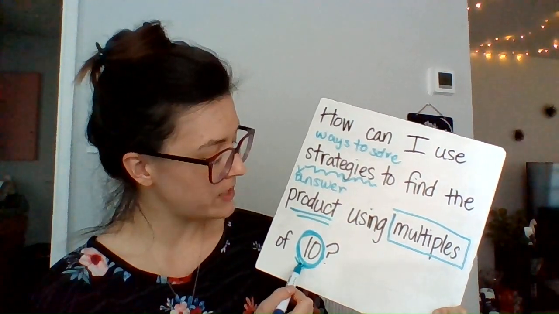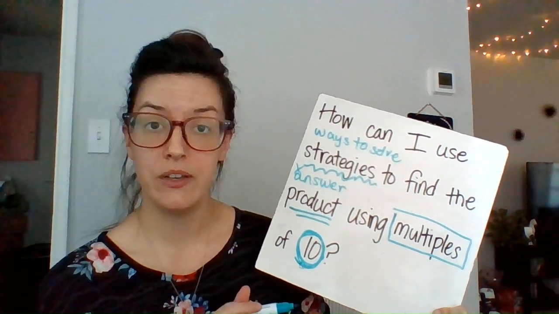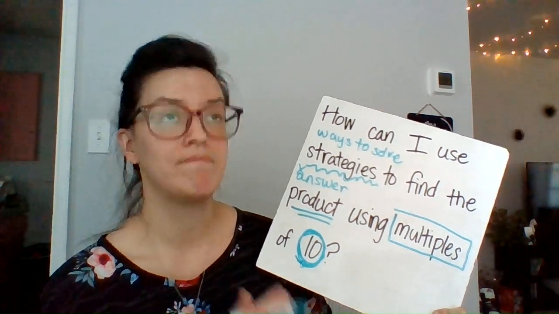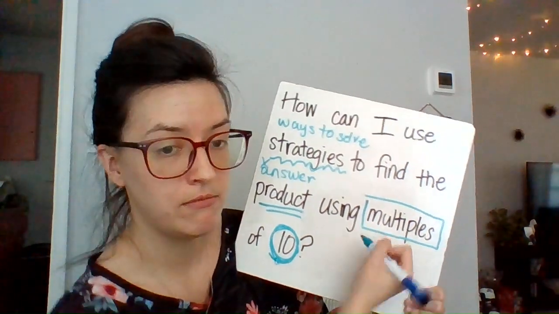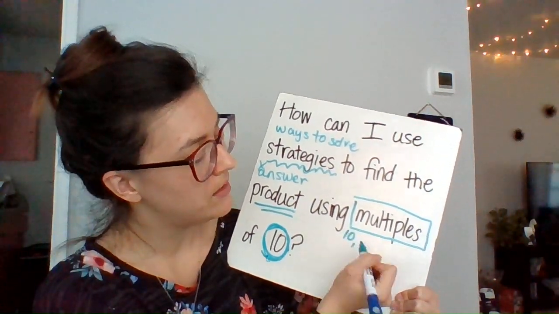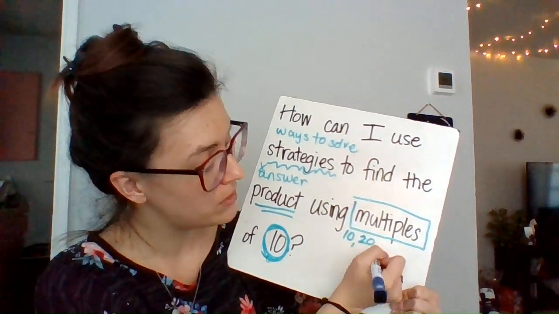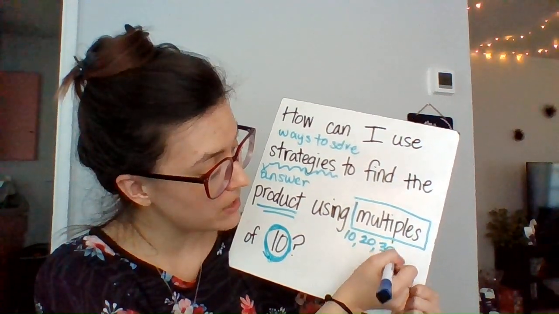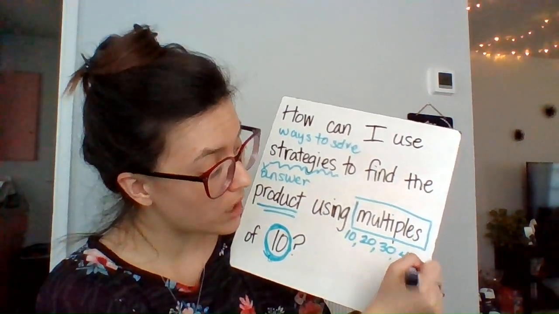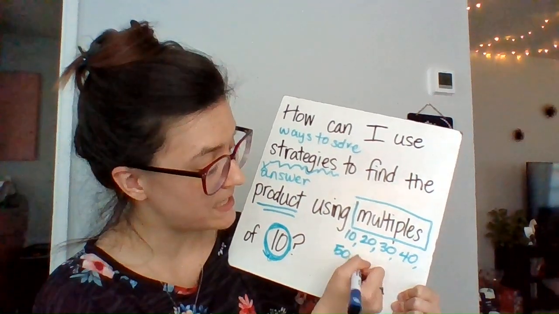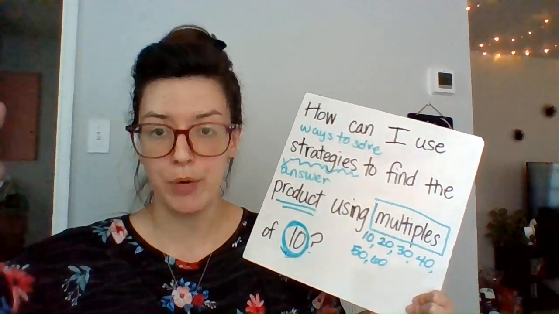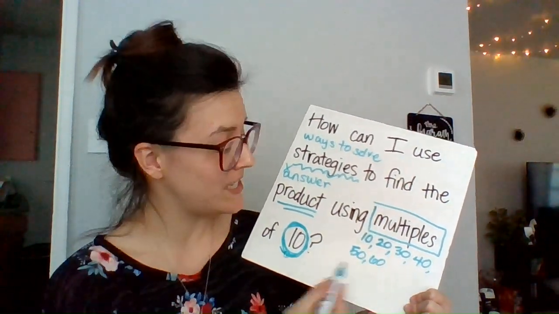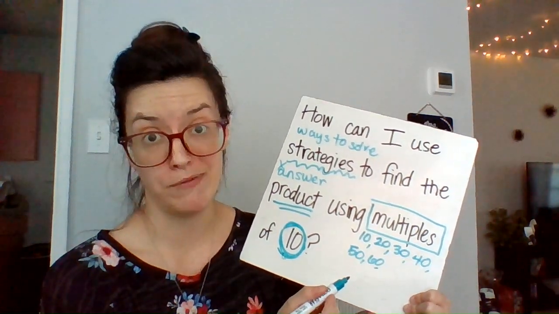So let's go over some examples of multiples of 10. 10, a great one. We've also got 20, 10 times 2, 30, 10 times 3, 40, 10 times 4, 50, 60, 70, 80, 90, all of those. If it's got a 0 on the end, it's probably a multiple of 10.